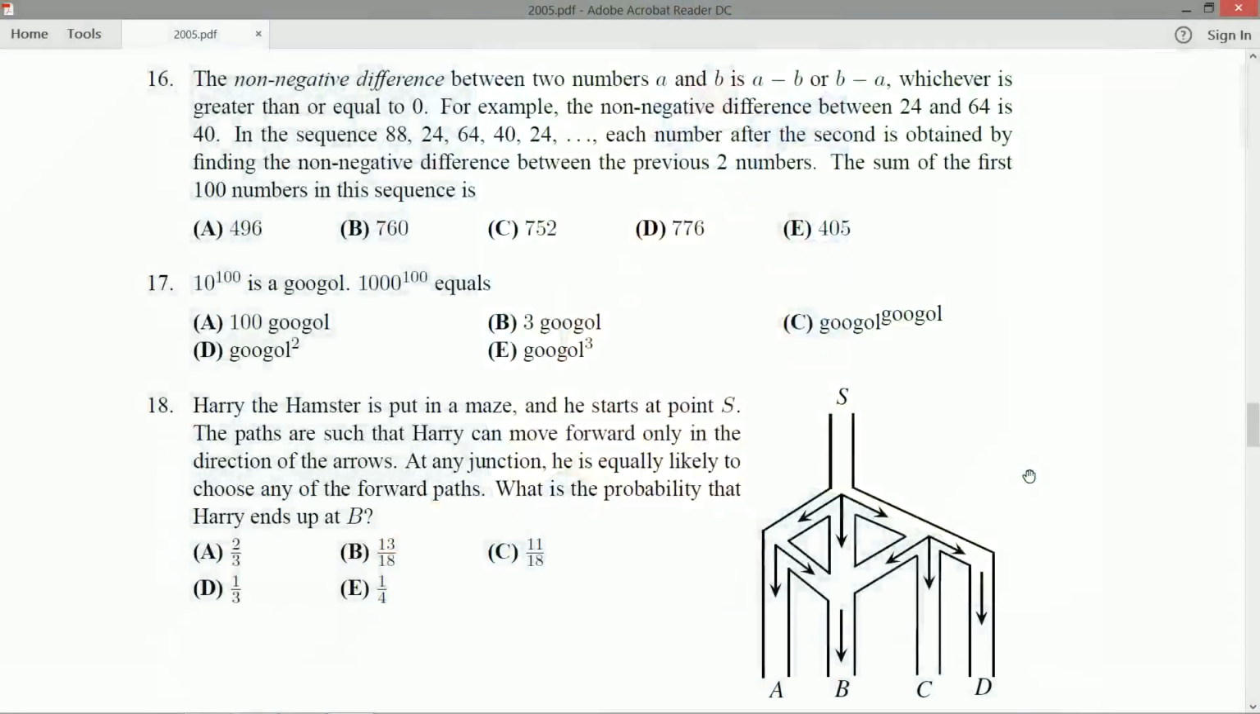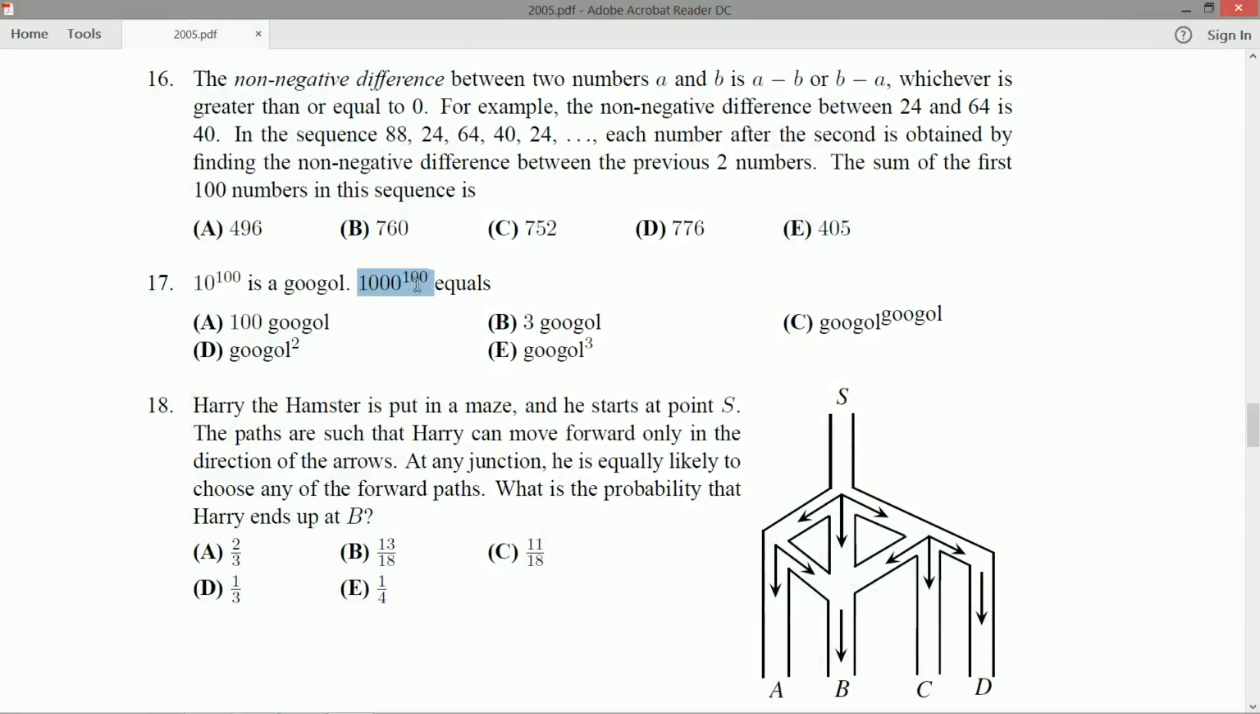We're looking at question 17 in this video on the 2005 Cayley contest. So 10 to the 100 is called a googol. It's quite a nice number. It's not particularly practical, but it's a fun little trivia that this is the name of 10 to the 100, 1 with 100 zeros after it. And 1,000 to the 100 equals, and then we've got some options here: googol to the googol, googol cubed, 3 googol, googol squared, 100 googol.